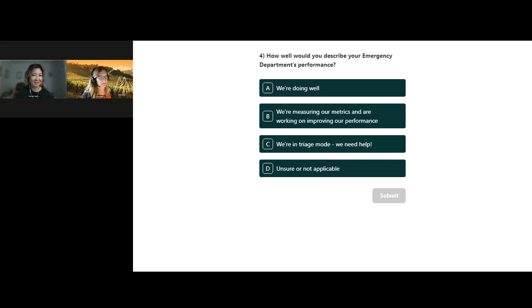Last polling question. All right, thank you. So the last poll is, how well would you describe your emergency department's performance? We're doing well, we're measuring our metrics and are working on improving our performance. We're in triage mode, we need help, or unsure or not applicable.